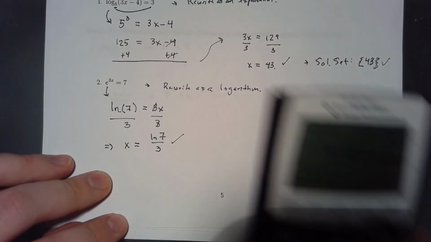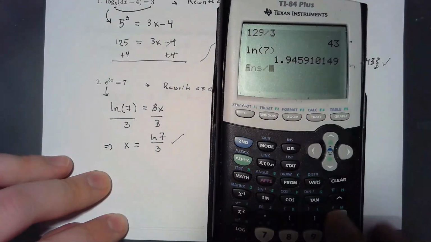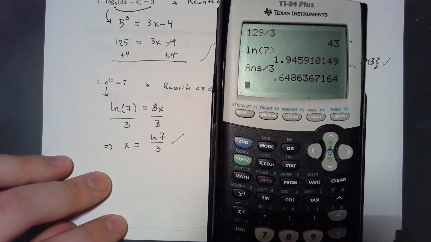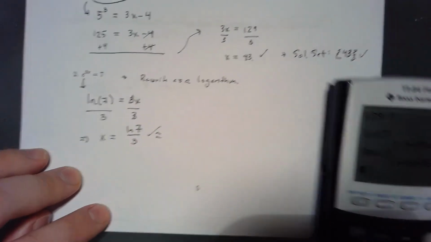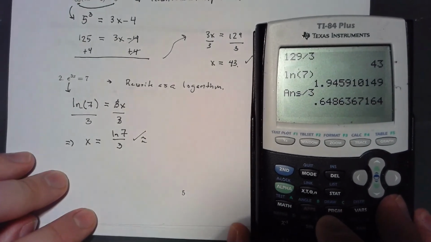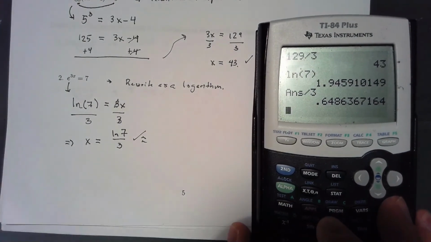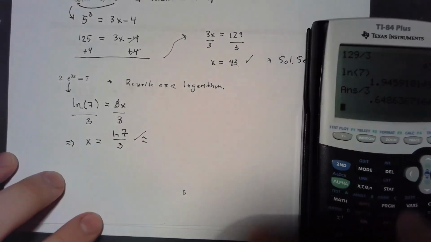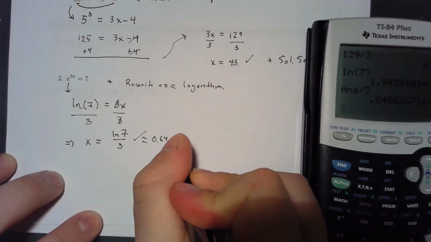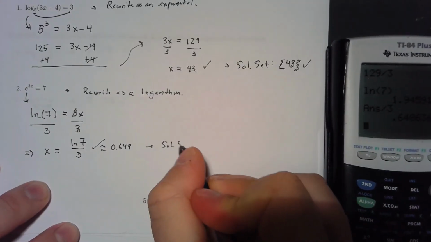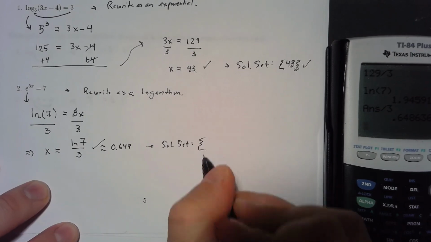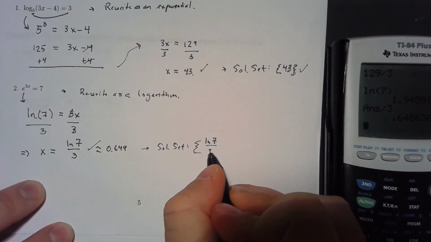We could approximate that. Natural log of 7 divided by 3 is approximately 0.648, so 0.649 if I wanted to do that. But for the solution set, we use exact values, which is natural log of 7 over 3.